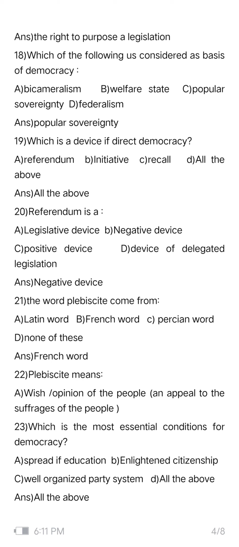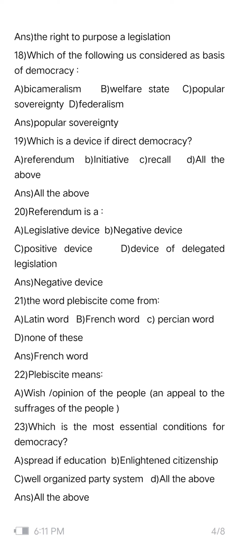Next question is, which of the following is considered as basis of democracy? Option A, bicameralism. Option B, welfare state. Option C, popular sovereignty. And option D, federalism. Our right answer is popular sovereignty. Popular sovereignty is considered as basis of democracy.